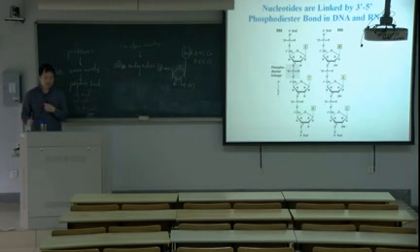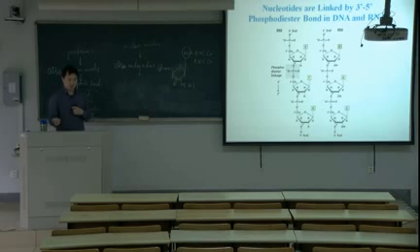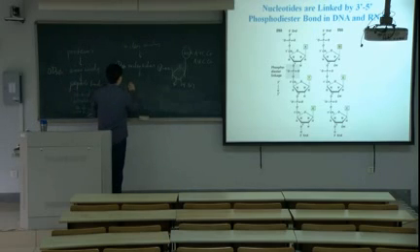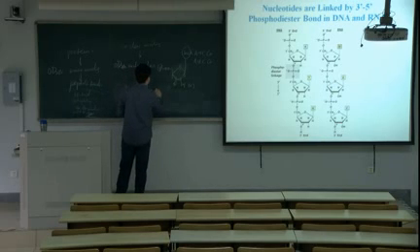And then amino acids are connected by peptide bonds. Then let's see what bond connects nucleotides. And this bond is called a 3' to 5' phosphodiester bond. Phosphodiester bond. It has a long name.